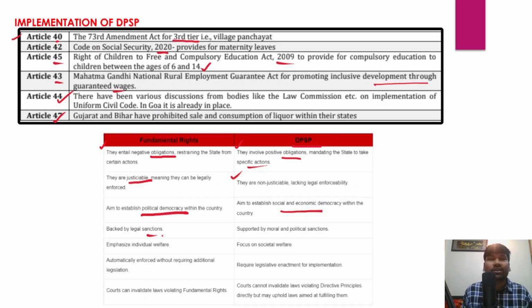And fundamental rights are backed by legal sanctions, while directive principles are supported by moral and political sanctions. And fundamental rights aim at individual welfare, and directive principles of state policy aim at societal welfare.